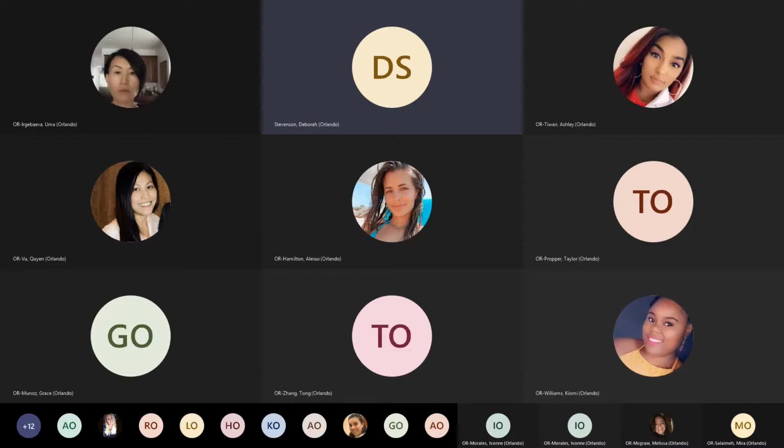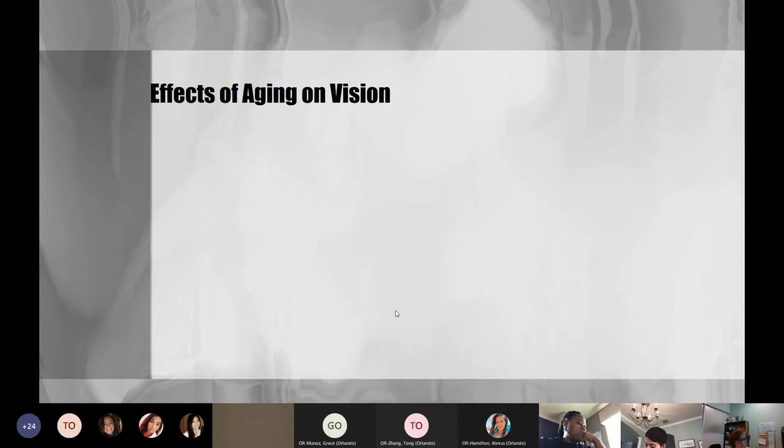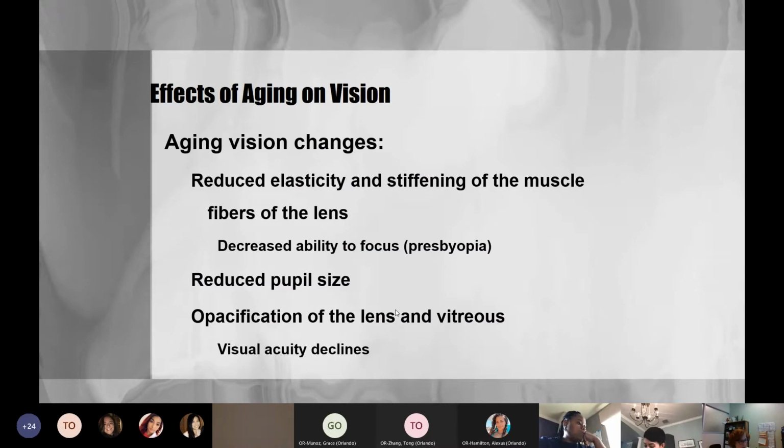Ears. So we're just going to focus on that in this chapter. Okay, so what are the effects of aging on vision? Well, pretty obvious here. There is a problem of being able to focus. And because we cannot focus, the elasticity in the muscles of the lens also changes, which causes a little bit more difficulty with seeing.